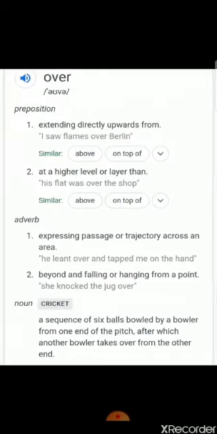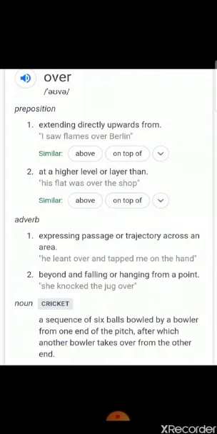So normally we use the word over for extending directly upwards, at a higher level or layer than, like his flat was over the shop, above the shop, on the top of. In that way also we can use the word over. And in cricket also, you know cricket, right? Yeah. In cricket, a sequence of 6 balls bowled by a bowler from one end of the pitch, after which another bowler takes over from the other end. This is called an over.